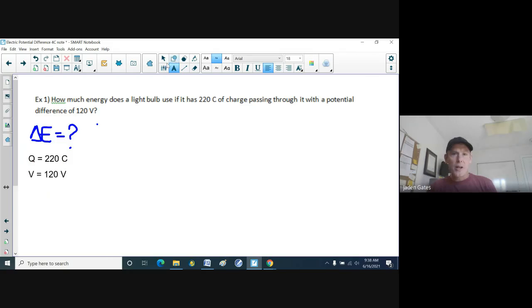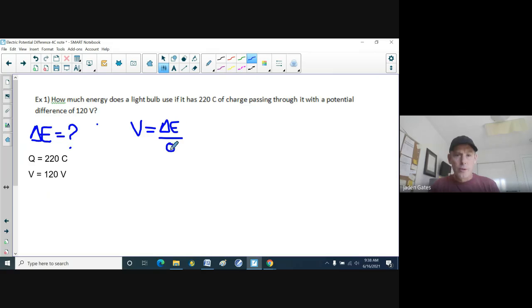All right, so again, looking at my formula, where I have V is equal to delta E divided by Q. All right, so let's see here. This time I know the voltage, so that's 120 volts. My delta E, that's what we're trying to find out, how much energy is being used up. And my Q here is 220.